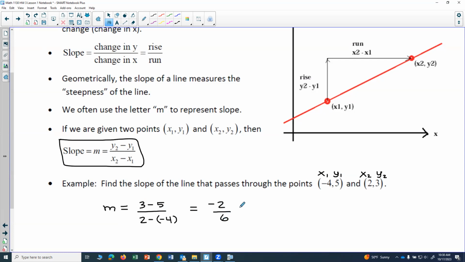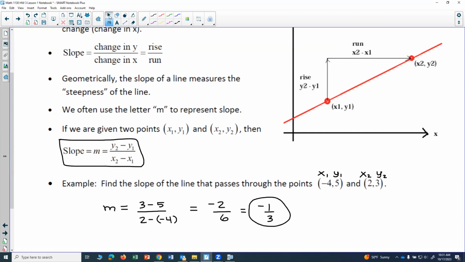And I want to go ahead and reduce that fraction. Now, if you can do that in your head, that's great. We're going to get a -1/3 because 2 goes into itself 1 time and 2 goes into 6 3 times. So that's my reduced fraction. That's going to be my final answer for the slope.